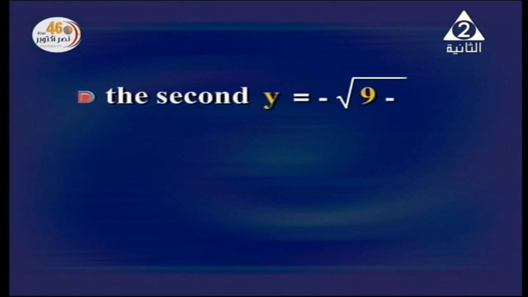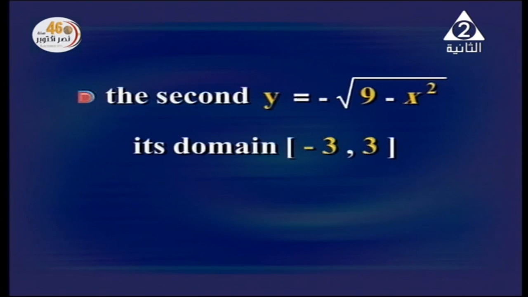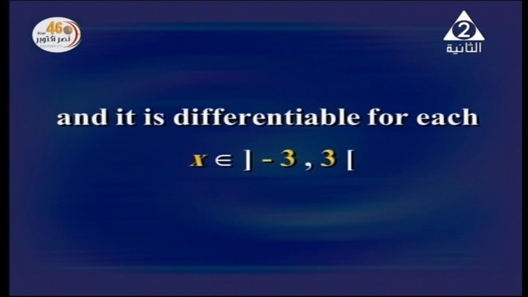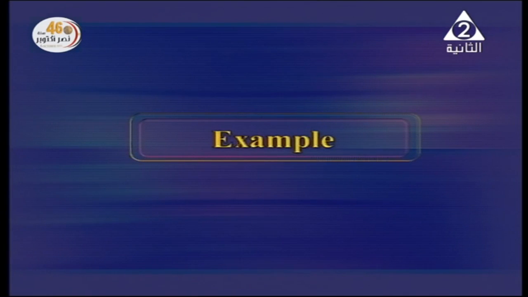But the second, y equals negative square root of 9 minus x squared. Its domain is the closed interval negative 3, 3. Its range is negative 3, 0. And it is differentiable for each x belonging to the open interval negative 3, 3. My dear student, now we move to an example.